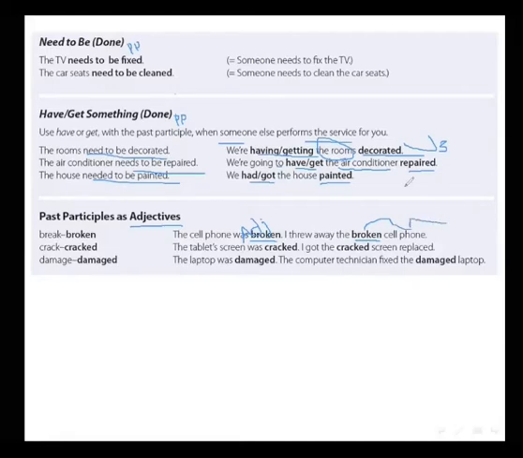Okay? The tablet's screen was cracked. I got the cracked screen replaced. It's adjective. The laptop was damaged. The computer technician fixed the damaged laptop. Clear now?